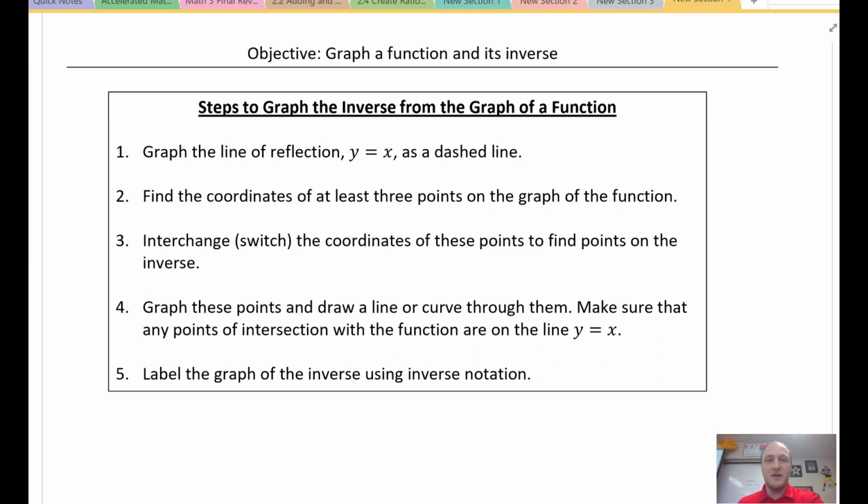Okay, so very important here. Step 1, y equals x. Step 2, at least 3 points. Step 3, we will interchange them, switch them. Step 4, draw your line or your curve. And then step 5, label.